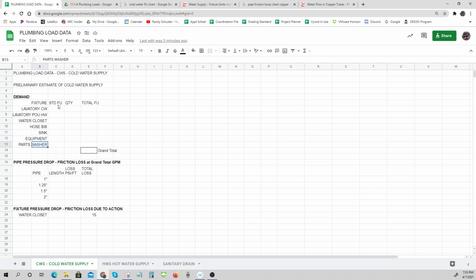So each of those has something called a standard fixture unit. And we use that instead of GPM in case we want to use part of it part of the time. But this is for when it's wide open. And so we don't always use it wide open. But when we're doing a demand analysis, we're going to say that every piece of equipment is all the way open all the time.